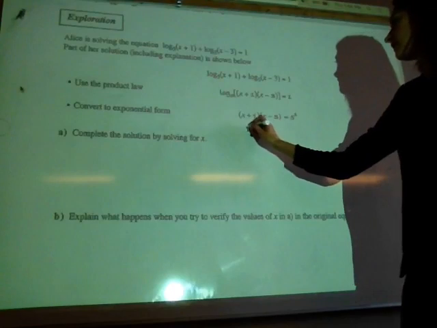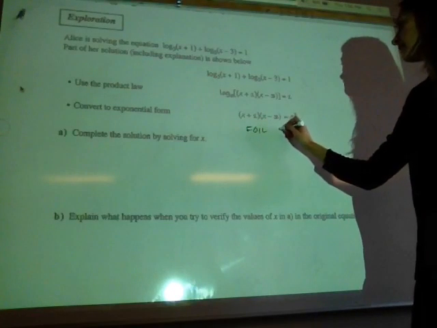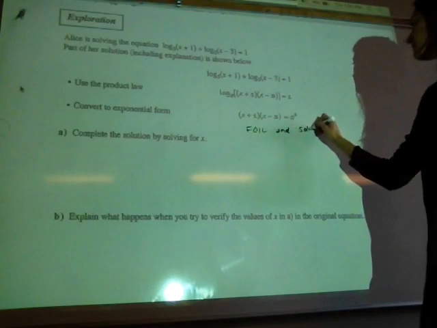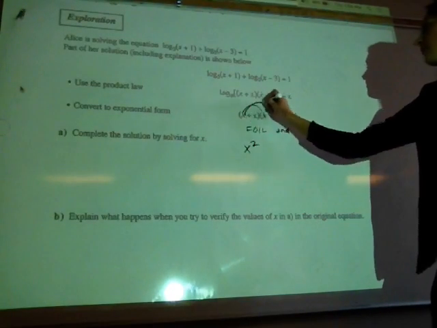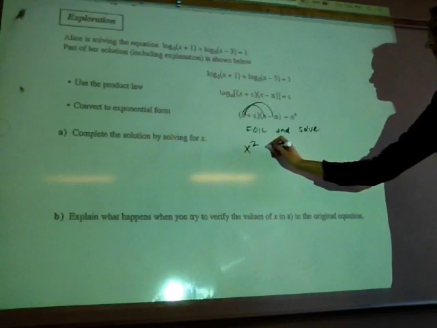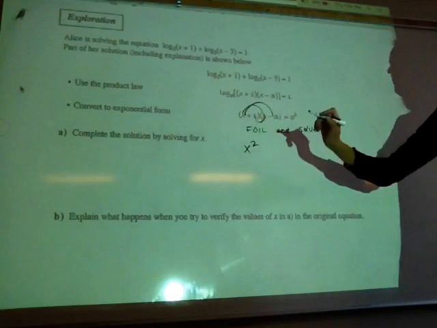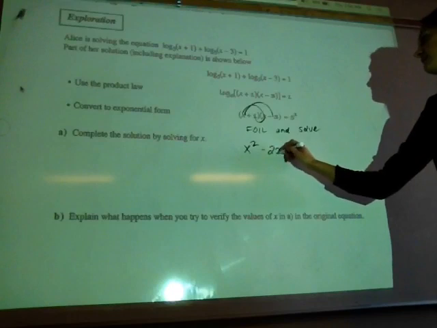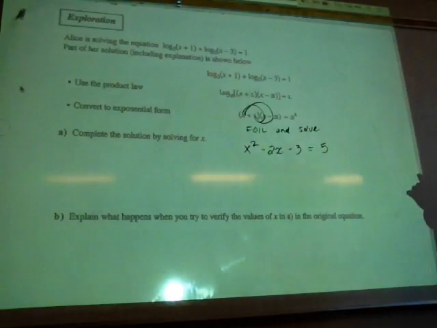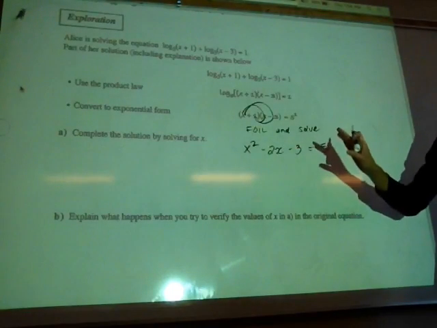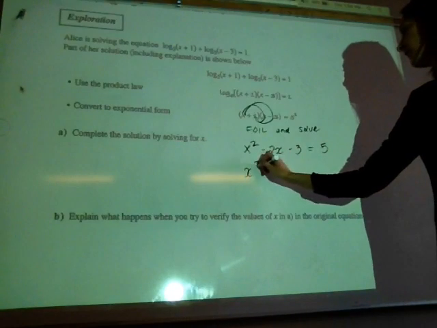Okay, so we're going to FOIL and solve. So x times x is x squared. Then we get x times negative 3 is negative 3x, plus another x is negative 2x, minus 3 equals 5 to the power of 1, or just 5. Now hopefully we can recall from grade 11, if we have a quadratic equation, we need to first set it equal to 0. So let's move the 5 over.